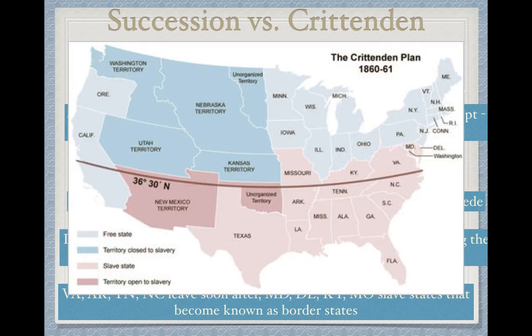Here's another map for you. This is in relation to the Crittenden Plan, what the Crittenden Plan would have accomplished in the extension of the Missouri Compromise line.